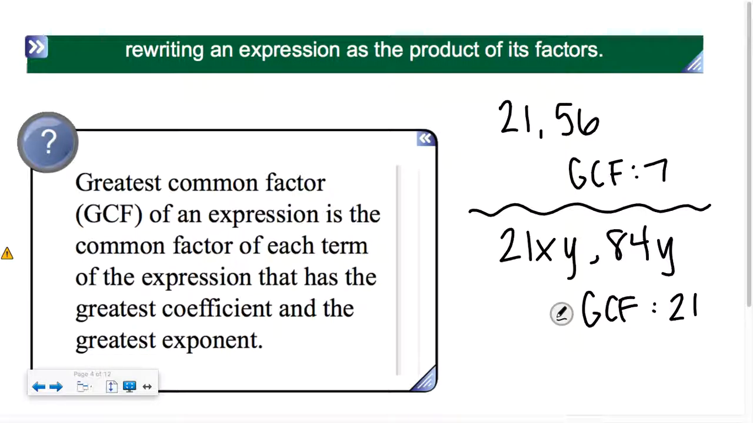Now looking at the variables. The first term has an x, but the second one doesn't. So would x be a common factor? No. A y and a y, would that be a common factor? So then our GCF would be 21y. It's the biggest number that can evenly go into both of those.